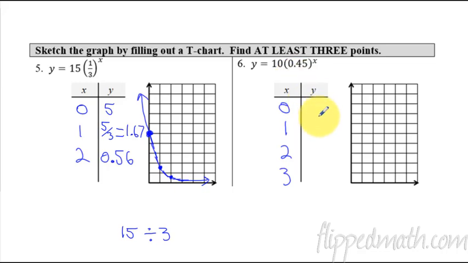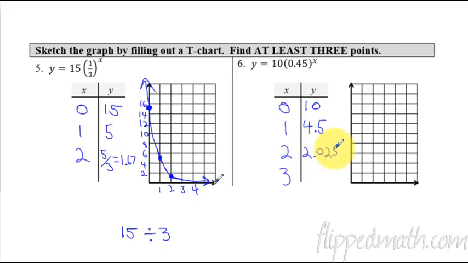Let's try the next one here. 10 and 0.45. So I already did this in my calculator here. First number is going to be a 10. If I plug in a 0 here, it gives me a 10. Then a 1 is going to be 4.5. Multiply it by 0.45 again, and you get 2.025. Now that makes sense because 0.5 would be taking it in half. 0.45 is making it a little bit more than half. So instead of going from 10 to 5, it's going to 10 and then a little bit past 5. And then half of that's a little bit more.